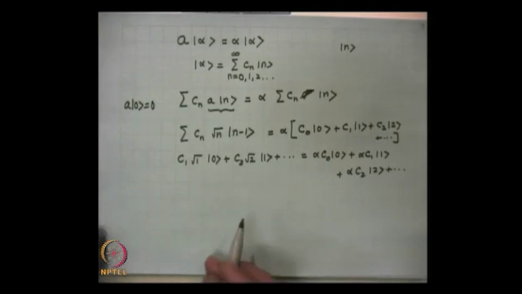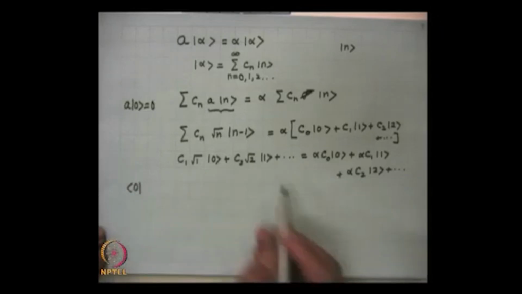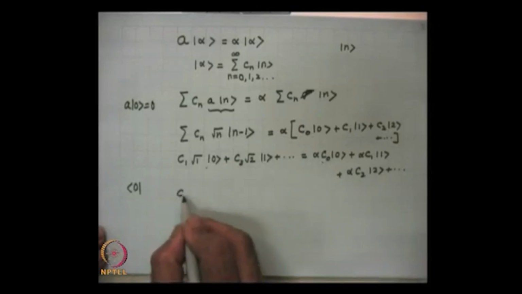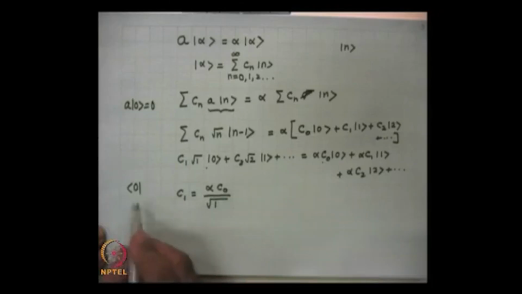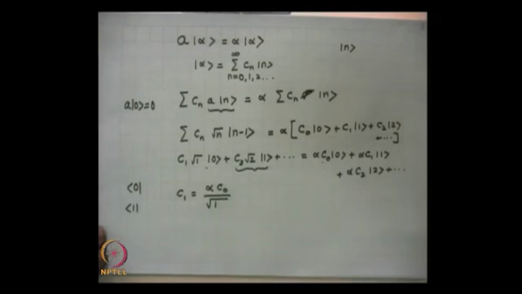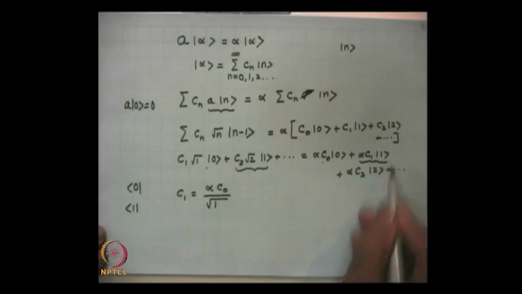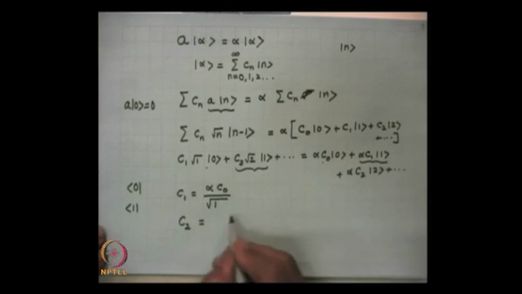So, we must compare the coefficients, and how do we understand that? Because let me multiply by bra 0. All of the terms will vanish except the first term here and the first term here. So C 1 must be equal to alpha C 0 by square root of 1. Then we multiply by bra 1, all terms will cancel out except for this term and this term. So we will have C 2 under root of 2 is equal to alpha C 1 by under root of 2.